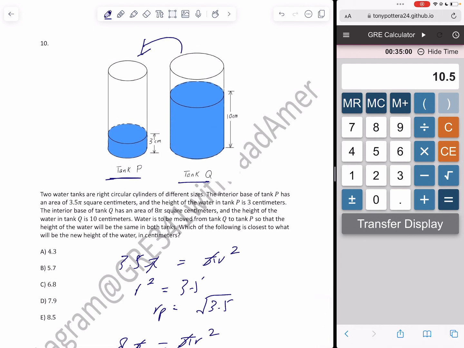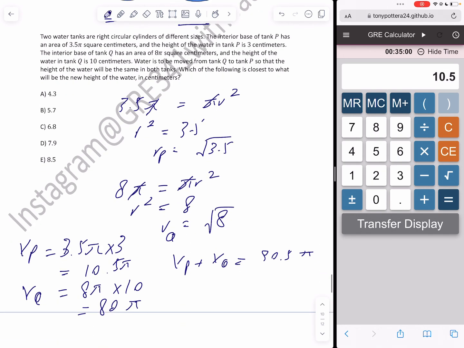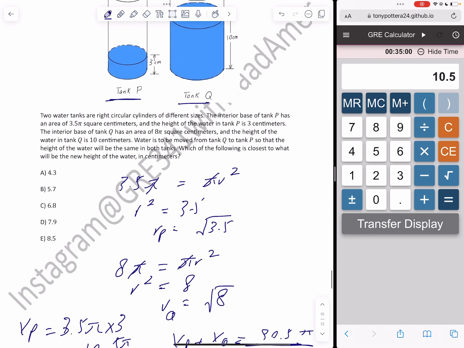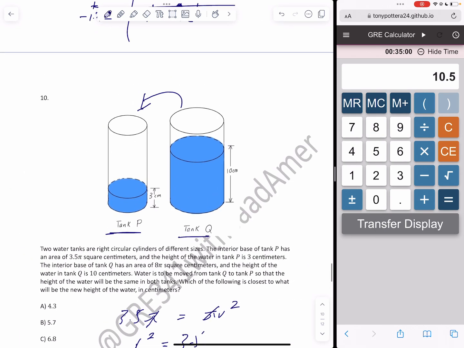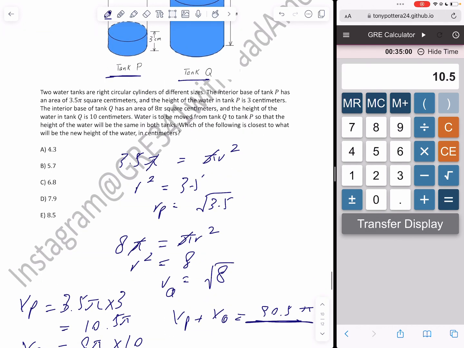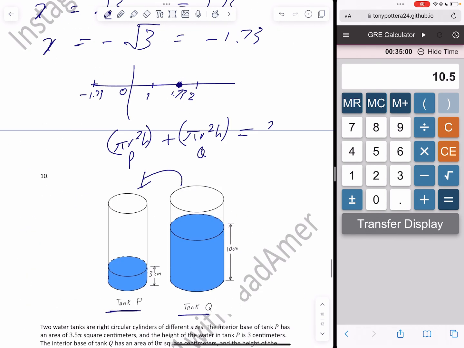So they're asking us which of the following is closest to the new height of the water in centimeters. We have the two radii, we have the total volume, and we just need to take height to be common. So I'll do the working over here. Pi r square h of P, plus pi r square h of Q is equal to, what was the total volume we calculated? 90.5 pi.